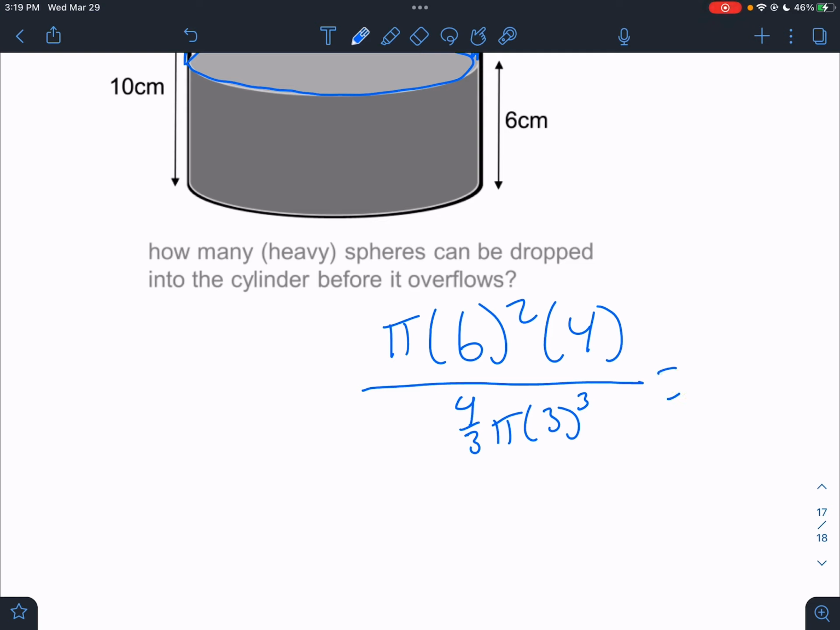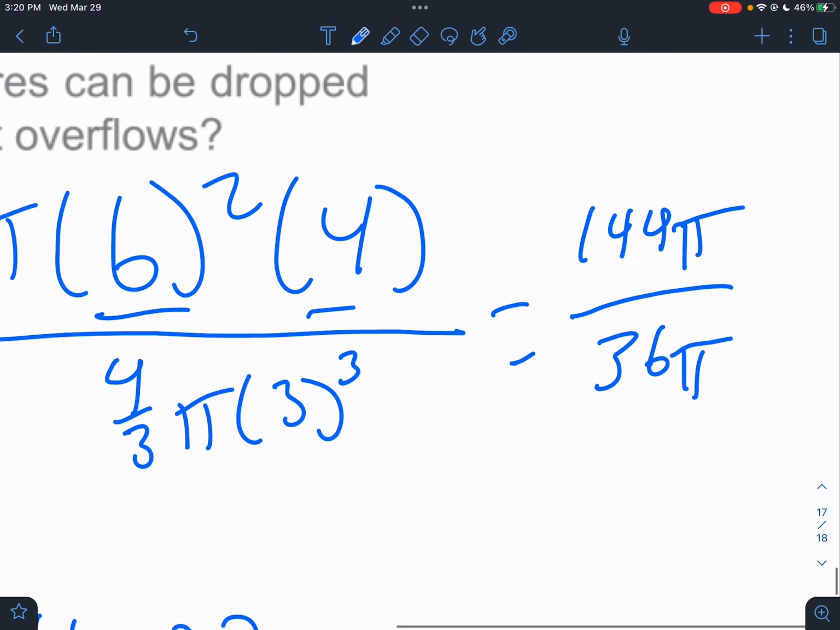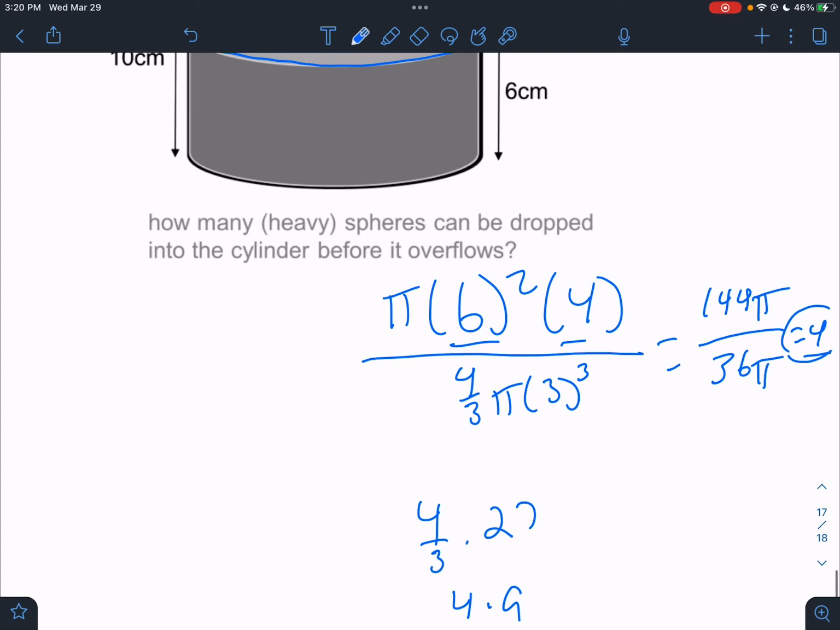Well, the top would be 36 times 4. That'd be 144 pi. The bottom, do this in your head right now. 3 times 3 times 3 is 27. What's 27 times 4/3? Hope you said 36. Right? 4/3 times 27. Divide first. You get 4 times 9. You get 36. And then we just did that. What's 36 times 4? It's 144. So what's 144 divided by 36? It's 4. So 4 would put it right at the top. No overflow. And that would be your answer.